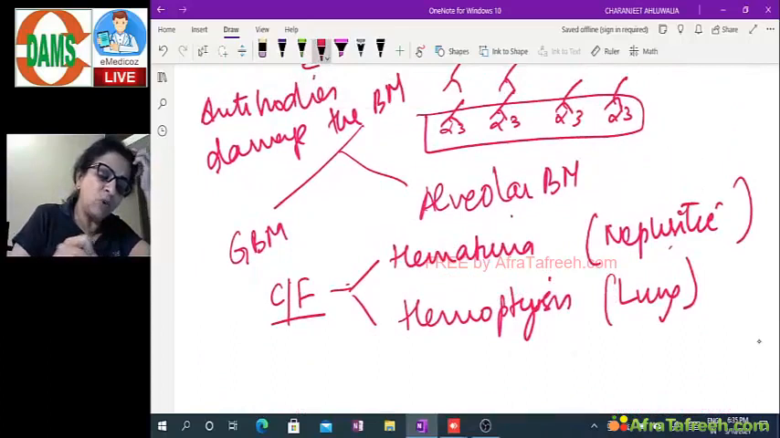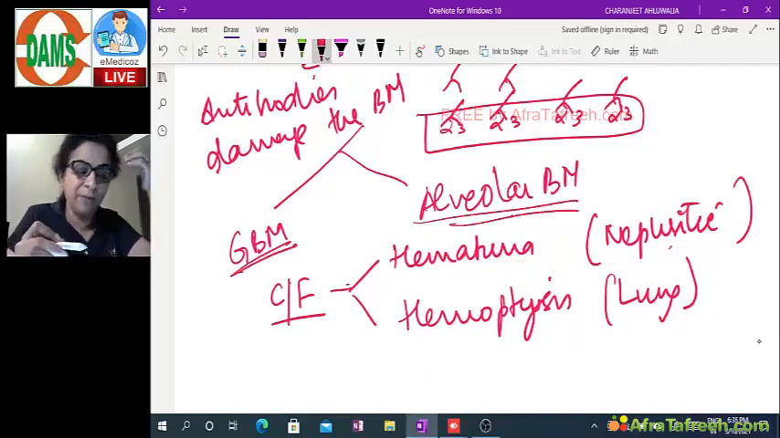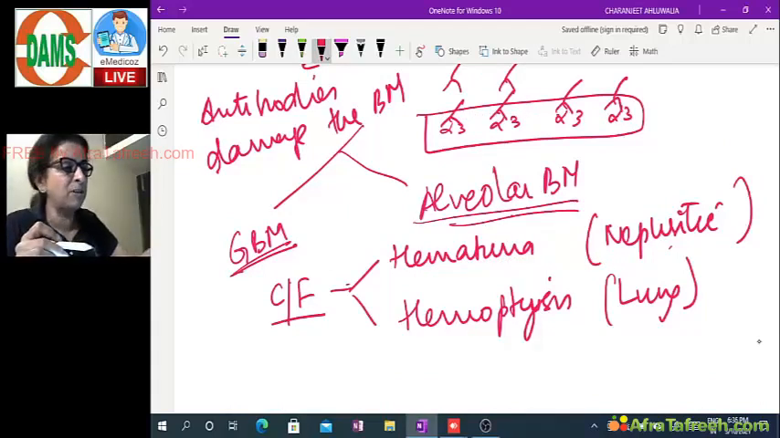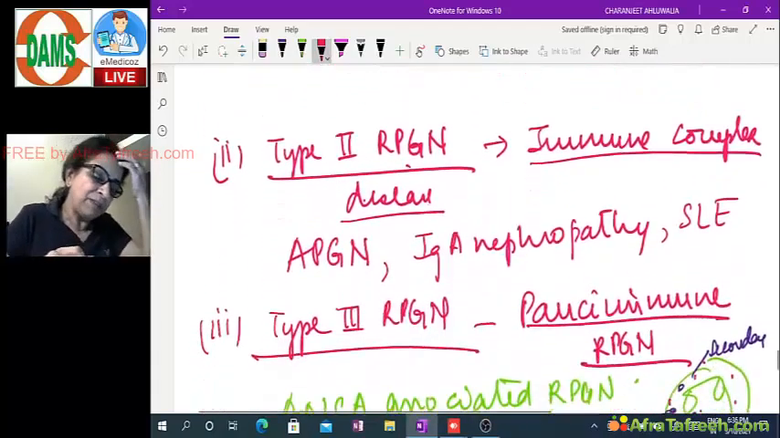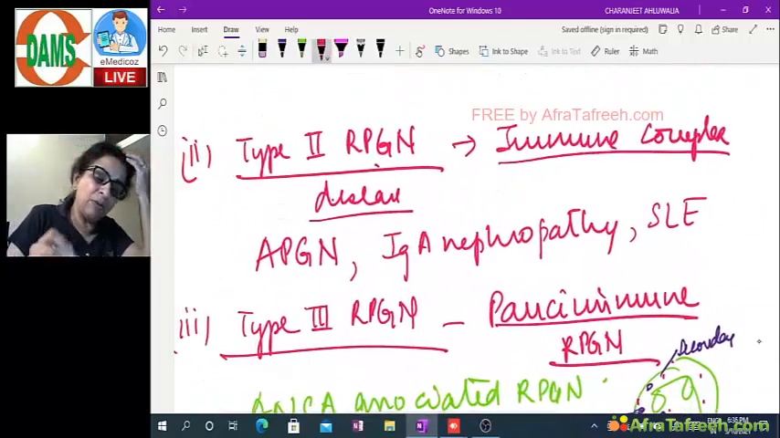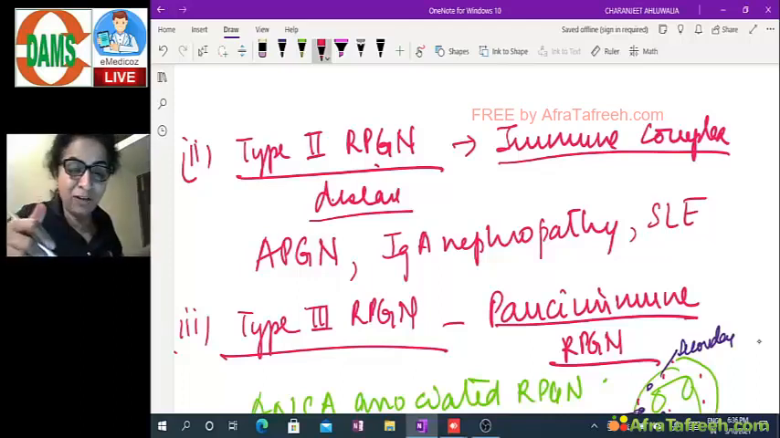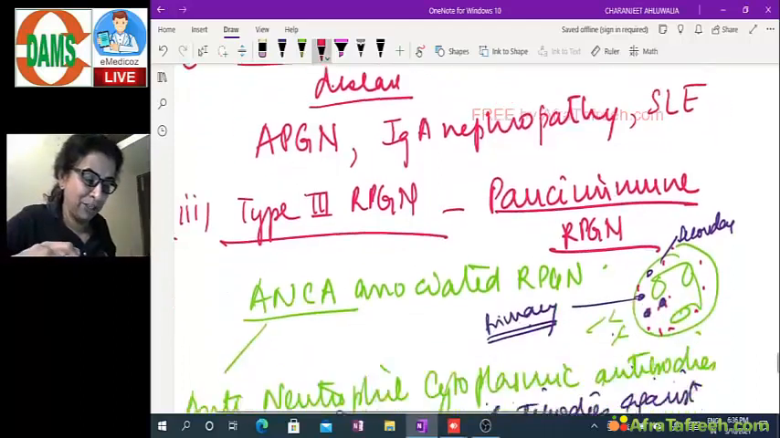These antibodies go and attach to the GBM and cause damage to it. They damage not only the GBM, these antibodies also damage the alveolar basement membrane. So the patient has nephritic syndrome due to kidney involvement and hemoptysis due to lung involvement. Then we have type 2 RPGN. This is immune complex disease. These are the people with acute post-streptococcal or other glomerulonephritis or patients with SLE who end up with RPGN.